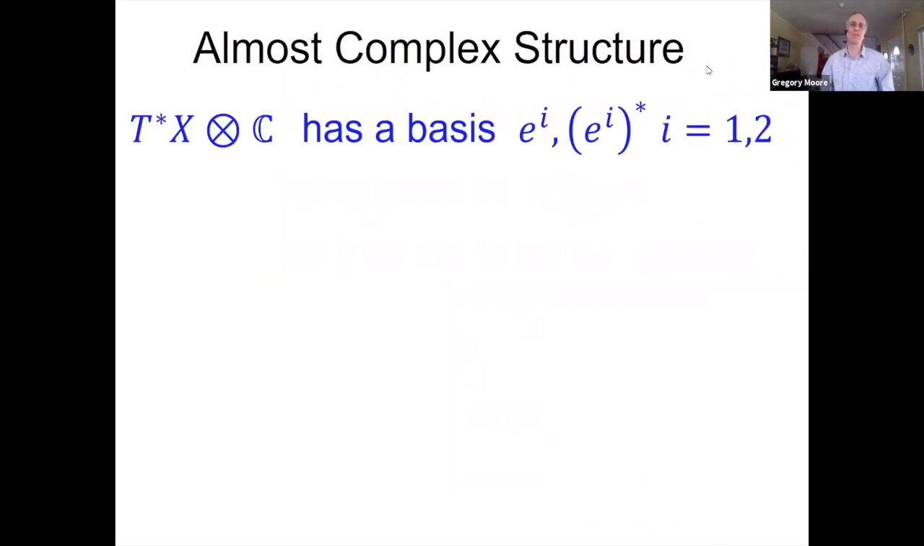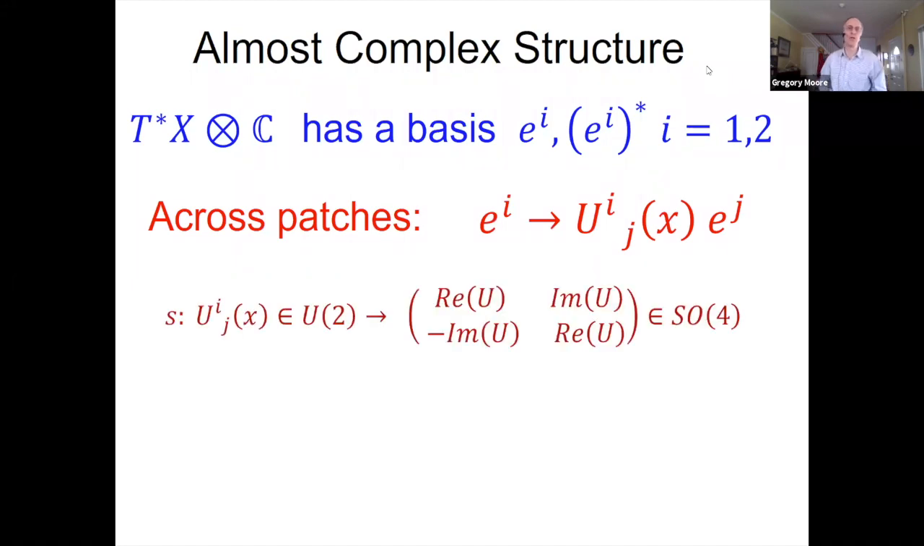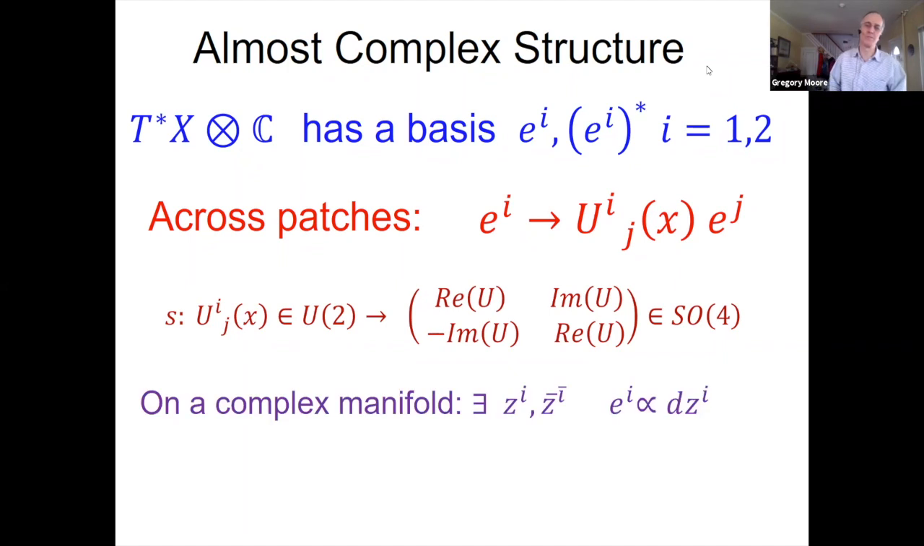So an almost complex structure means that if you allow yourself to multiply one forms by a complex number, or more formally, you consider the complexification of the cotangent bundle, then you can find locally a basis of one forms, e^i, i running from 1 to 2, such that e^i and e^i star form a basis and transform across patches by action of a U(2) matrix. And then there's a standard homomorphism of U(2) into SO(4), so that if you apply this, you get transition functions for the oriented cotangent bundle.